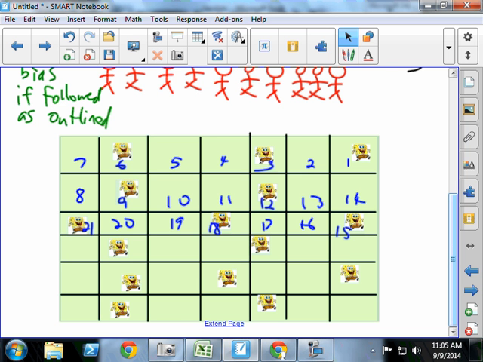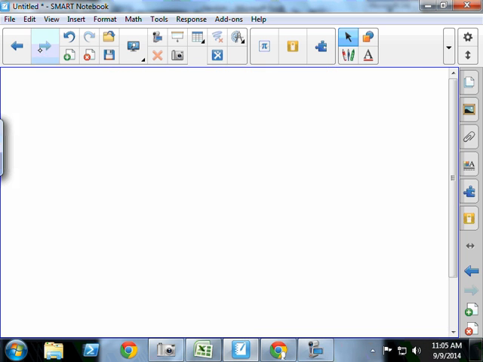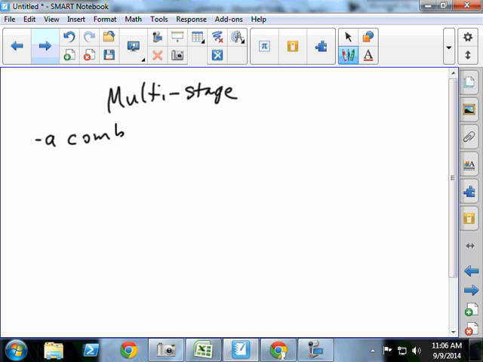There's a song called "Save the Best for Last." It's a good song. These last two are very, very confusing. Actually, there's three more. But I'm gonna put the most difficult one to talk about before we get to the best two. So multi-stage. Multi-stage is exactly what it sounds like. It's a combination of other sampling methods.